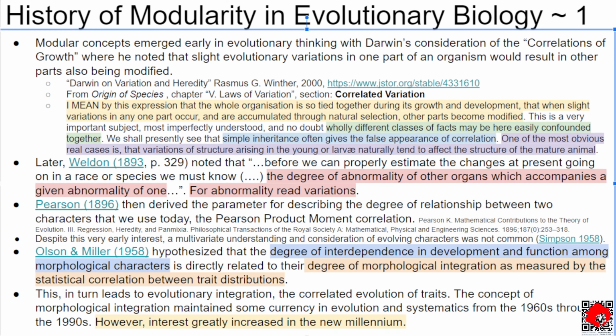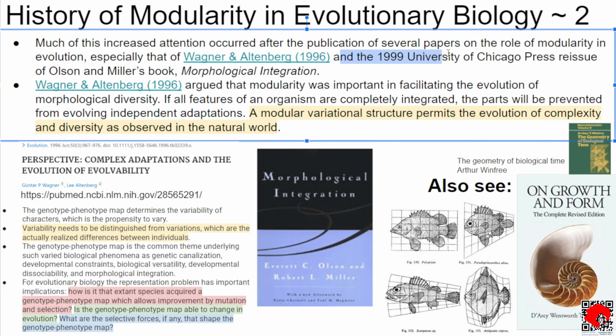Then, continuing on section 2 of history, much of this increased attention occurred after the publication of several papers on the role of modularity in evolution, especially that of Wagner and Altenburg, 1996, and the 1999 University of Chicago Press reissue of Olson and Miller's book Morphological Integration. Wagner and Altenburg, 1996, argued that modularity was important in facilitating the evolution of morphological diversity. If all features of an organism are completely integrated, the parts will be prevented from evolving independent adaptations. A modular variational structure permits the evolution of complexity and diversity as observed in the natural world.